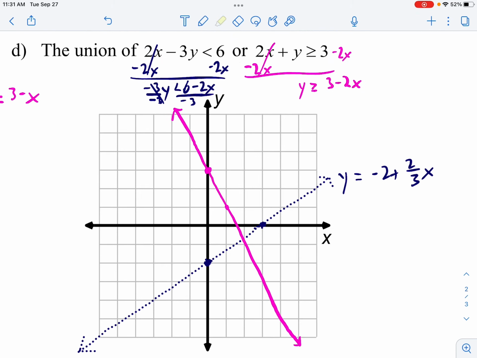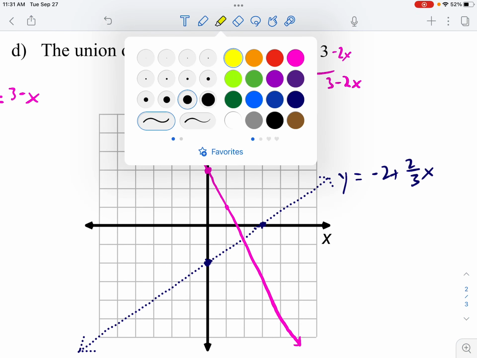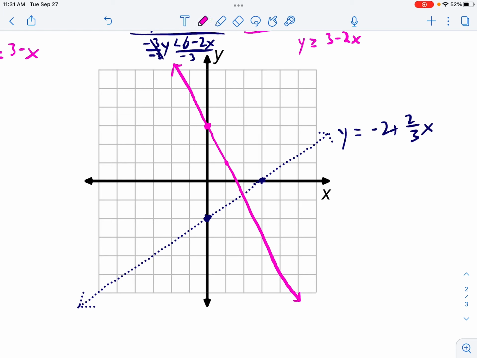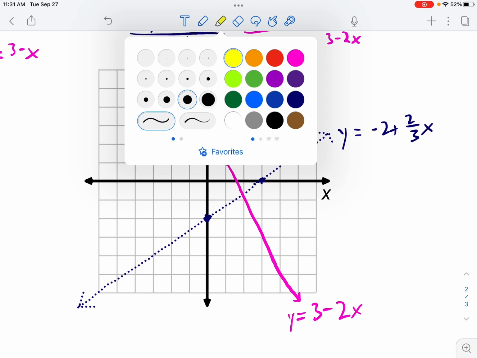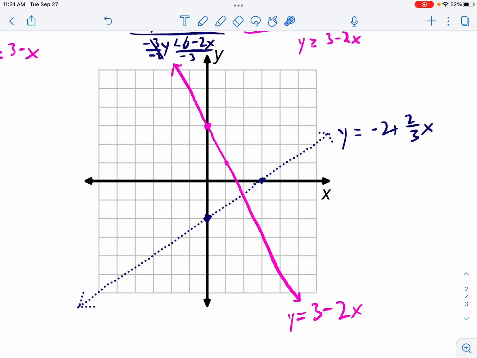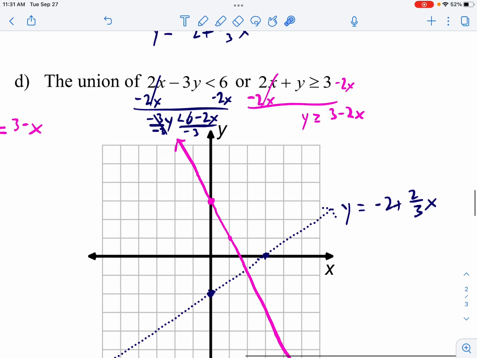All right. Let's shade. It's time to shade. Okay, so wait. Let me label this pink line first. Label the pink line. This is y equals 3 minus 2x. Okay. So now let's shade. Let's use orange highlighter and shade my blue part here. Let's shade the blue inequality.